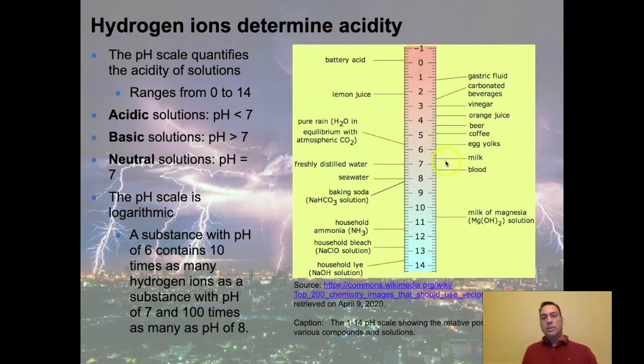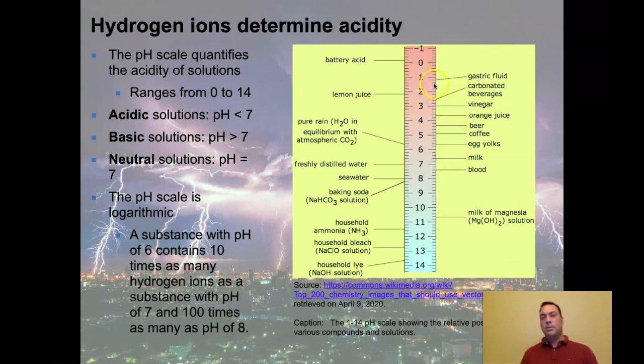So it turns out milk is slightly acidic. Egg yolks have a pH of about 6.5. Pure rainwater that falls out of the sky, usually about 5.5. Beer is about 4.5. Orange juice, 3.5. Vinegar at 3. Carbonated beverages, 2.5. Lemon juice is 2. Okay. Battery acid is about 0. It's actually slightly negative. So we're dealing with some really dangerous stuff when we get up here.